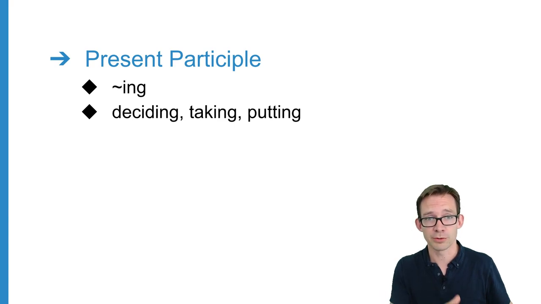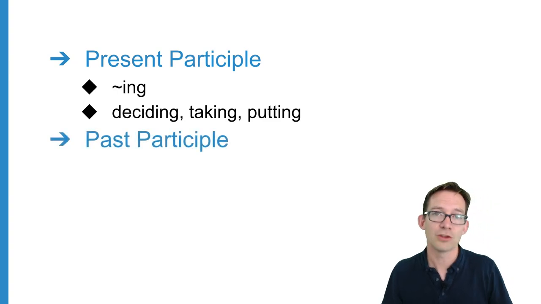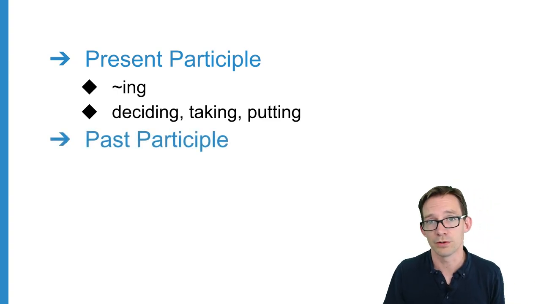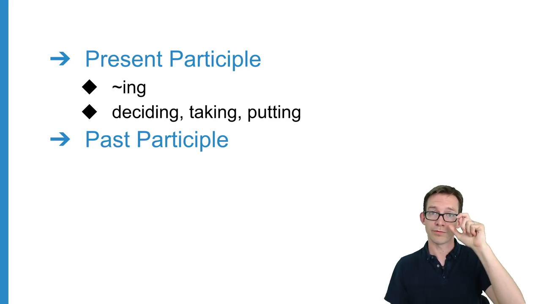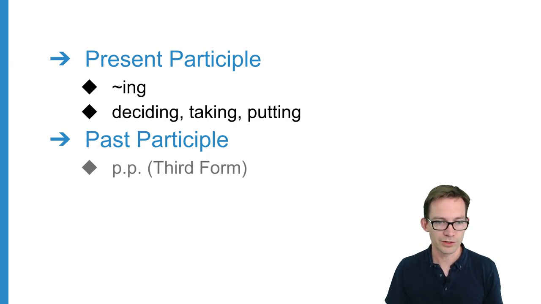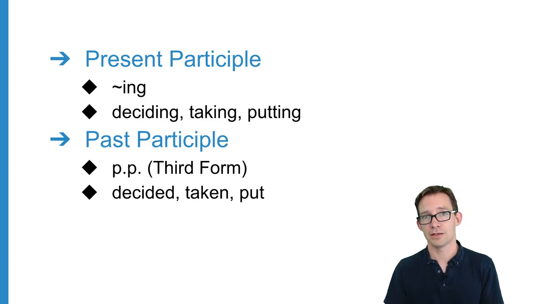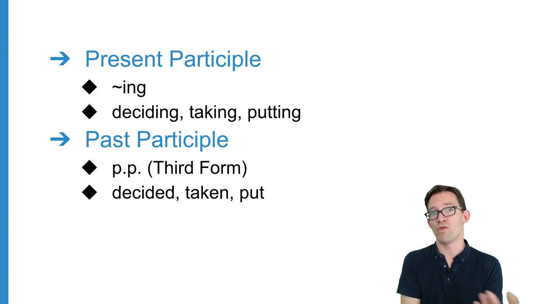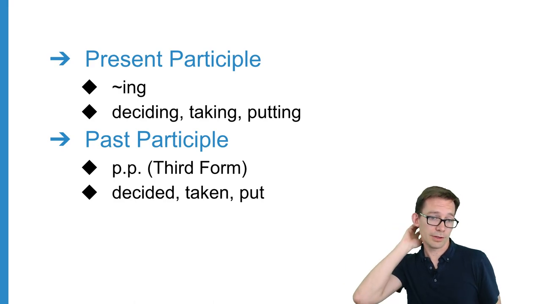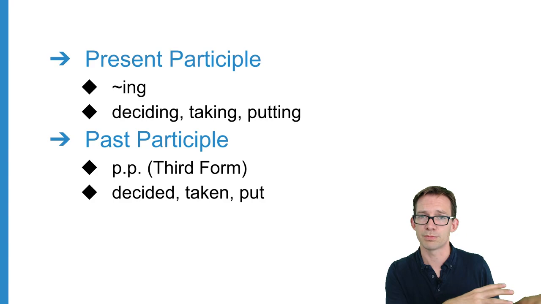So when I talk about present participles today, I just mean ing, that's all, okay? As we discussed in a previous class as well, past participles, really, that's just the third form of your verb, okay? So you've got the present, you've got the past, and then you've got that past participle, which some of you refer to as PP, but you can call it third form, okay? Things like decided, taken, put, depending, of course, on if it's a regular verb or an irregular verb, okay? So decided is regular, taken and put are irregular verbs in the third form. So we talked about that in a previous lesson, okay?